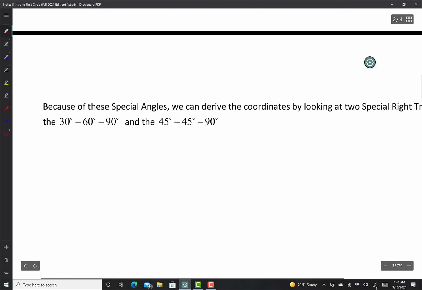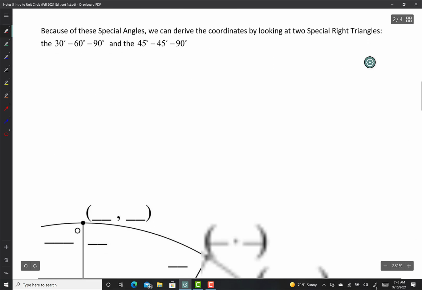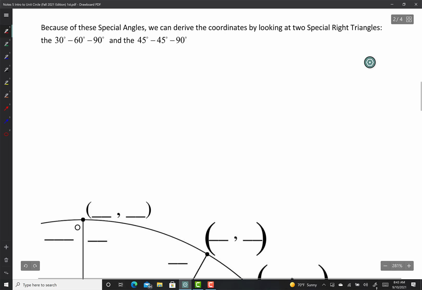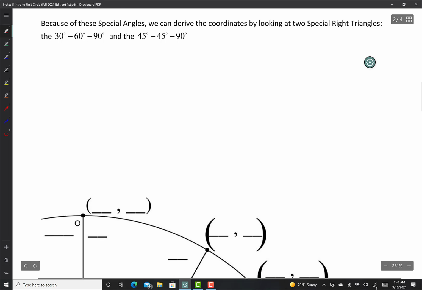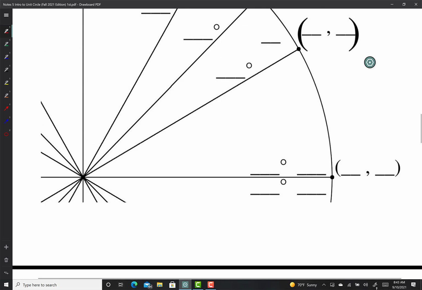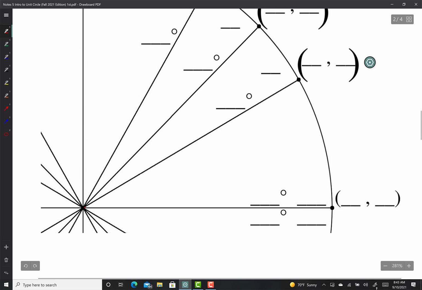So let's go to this page here. And it says, because of these special angles, we can derive the coordinates by looking at special right triangles: 30, 60, 90 and 45, 45, 90. All right. So I want you to focus on this triangle. This angle right here, I'll put 0 degrees here.